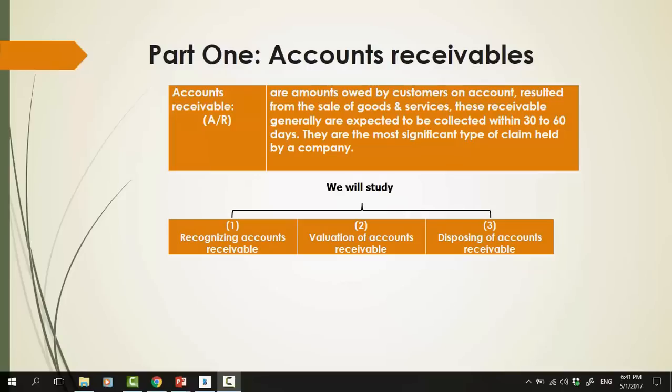This chapter will be divided into three parts. The first part is the recognition of the accounts receivable. The second is the valuation of the accounts receivable. The third, the disposition of accounts receivable. First of all, we will talk about recognizing the account receivable.